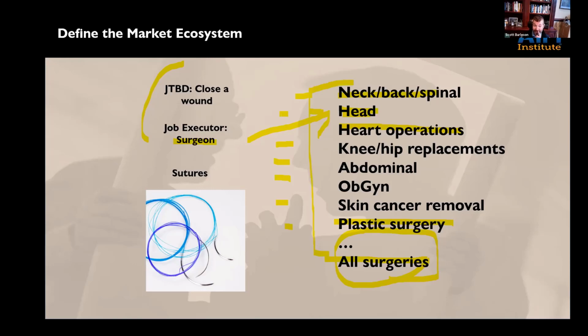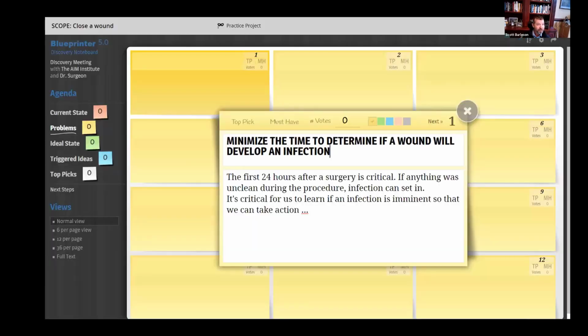Because if we say we're covering all surgeries, but we only interview plastic surgeons, we're probably going to miss some things. So because we've selected all surgeries, we're going to want to make sure to include all those elements of diversity. So again, let's look at how this would look in Blueprinter. For our example, we could have chosen other things, but we're going with surgeon, and then we have our job statement of closing a wound.